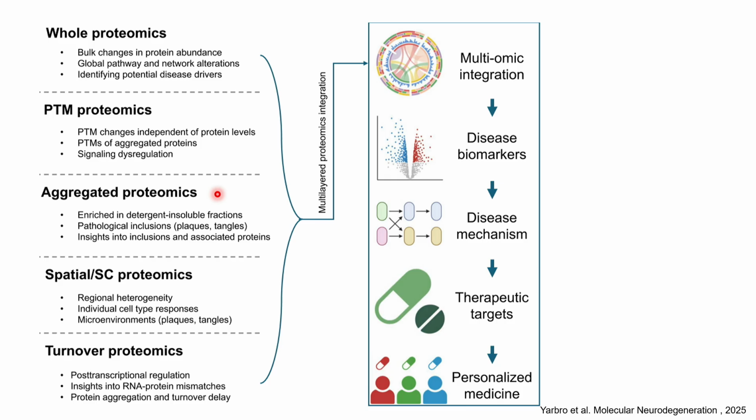So that was the whole proteomics. Then the modifications. Then the aggregates: if you want to study the plaque, the infarction, you just need to take that part and subject it to the mass spectrometry. Spatial we discussed. And how do you study the turnover?